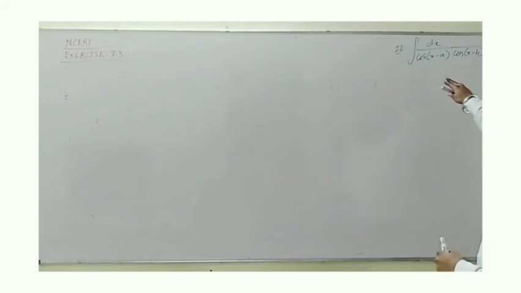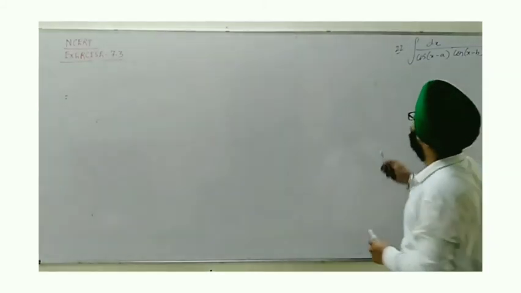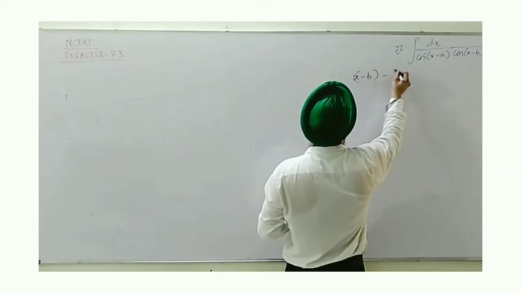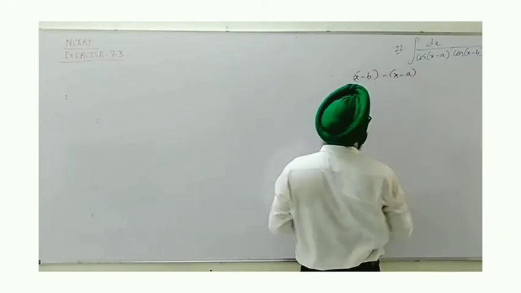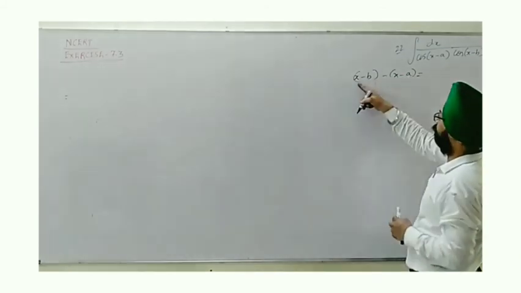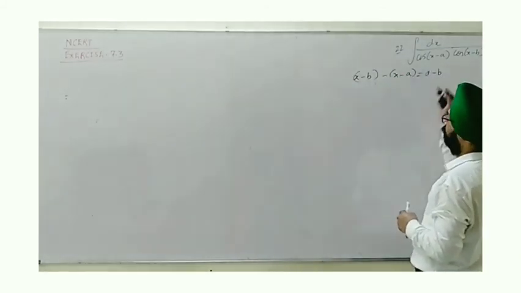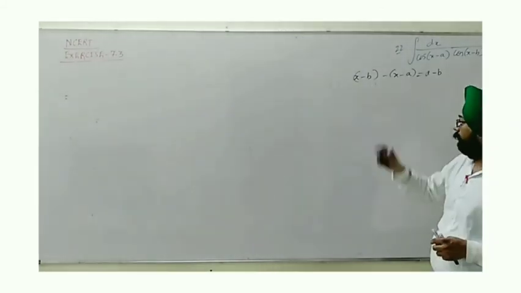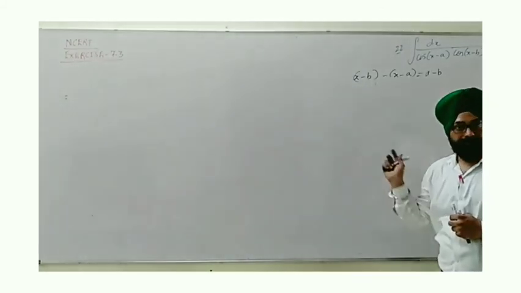So this is not in the numerator, this is in the denominator, and x minus a, x minus b are linear polynomials given. First of all, let me say something. x minus b minus x minus a: opening the bracket, x and x cancel out, and we are left with a minus b. That's why we are taking subtraction between them. So the difference between these two is a minus b.